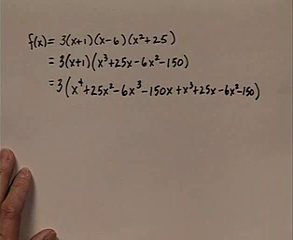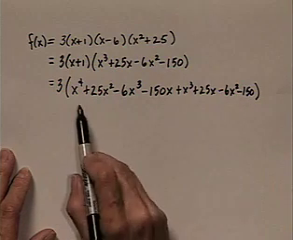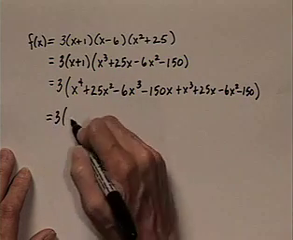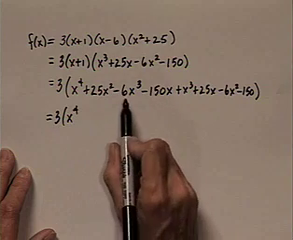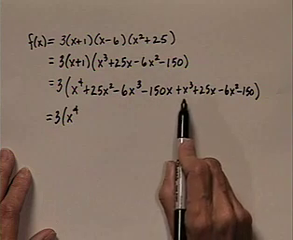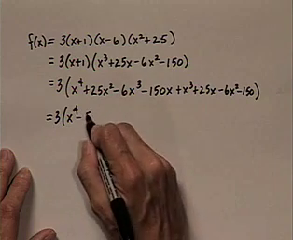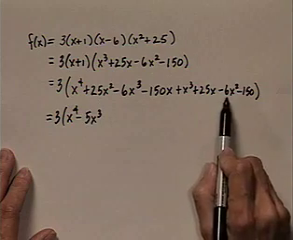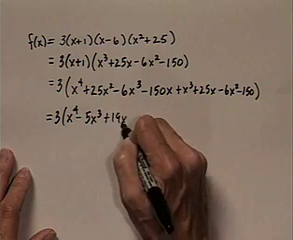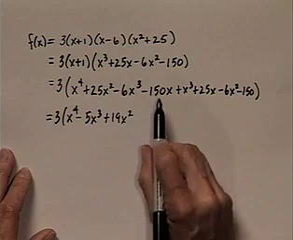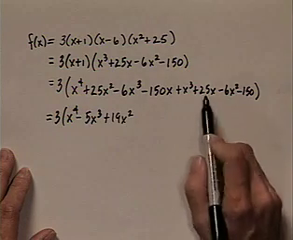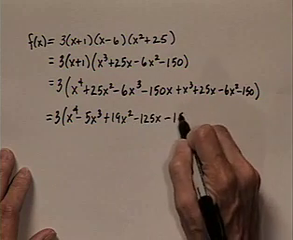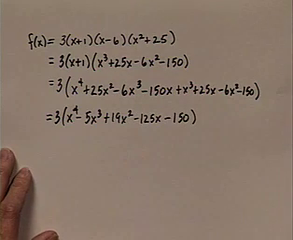Now there are some like terms, and I'd also like to write the polynomial in descending powers of x. So I'll start with my x to the fourth term. There's only one of those. I have minus 6x cubed plus 1x cubed is minus 5x cubed. 25x squared minus 6x squared is 19x squared. And minus 150x plus 25x is minus 125x. And finally, my constant term, negative 150.